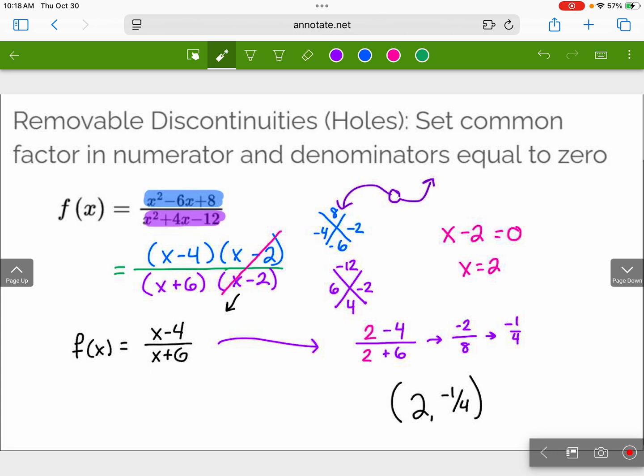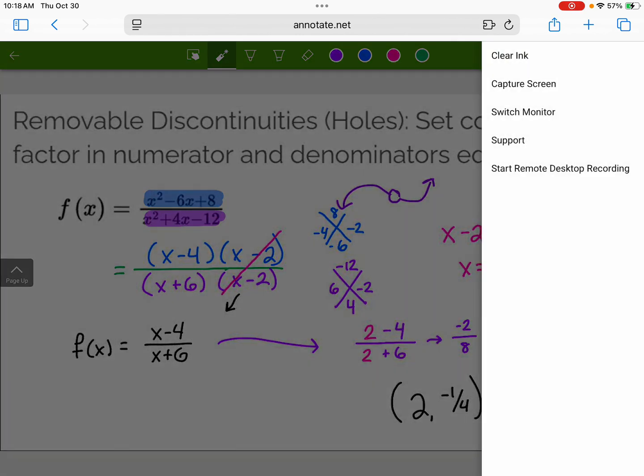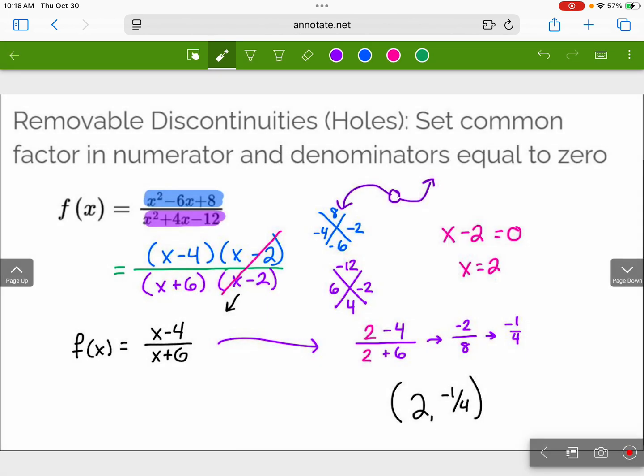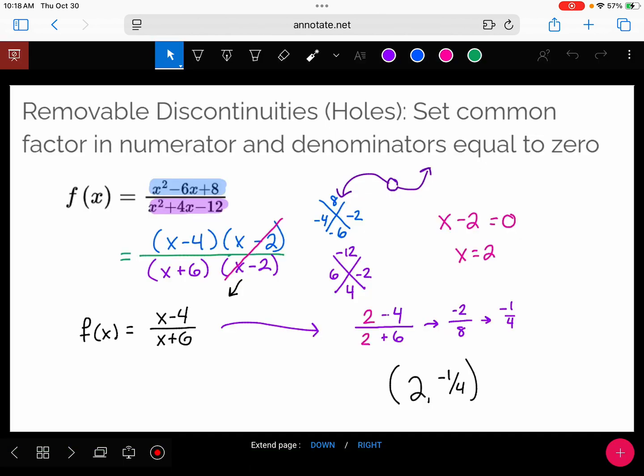Any questions on our discontinuities? Anybody need more time on this page? Okay.